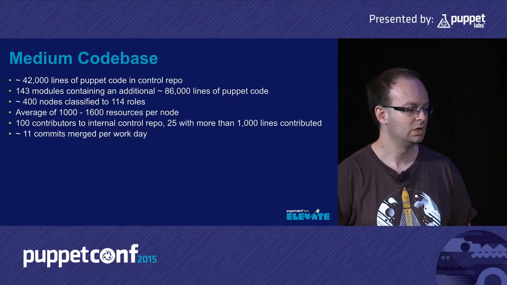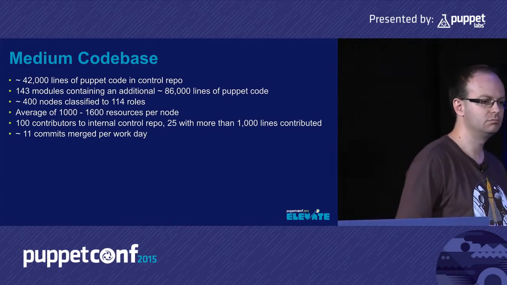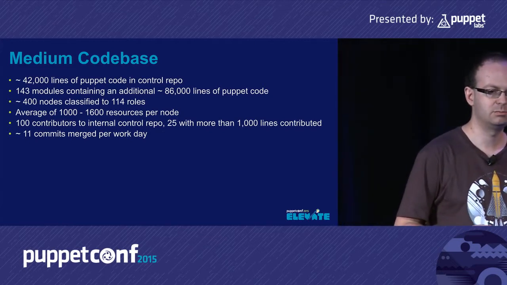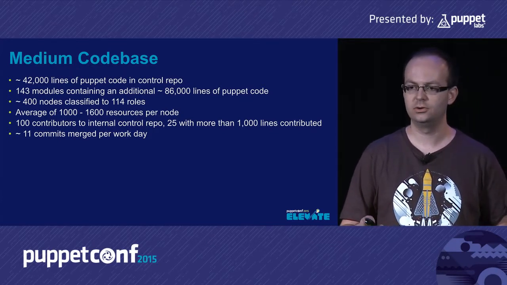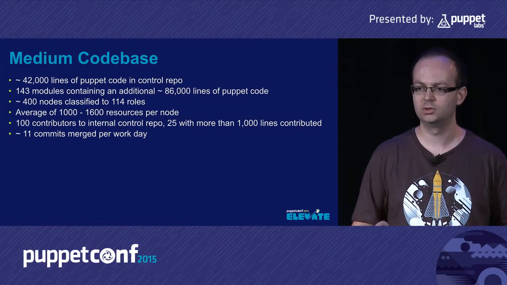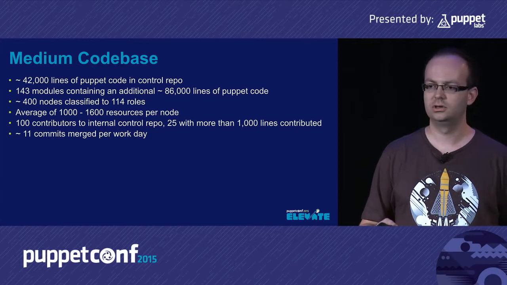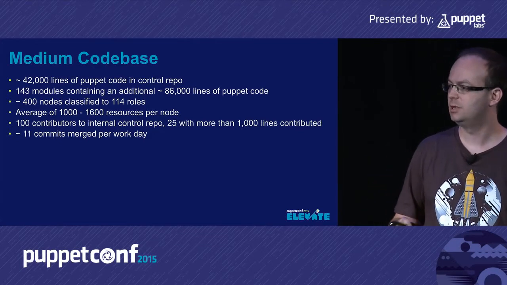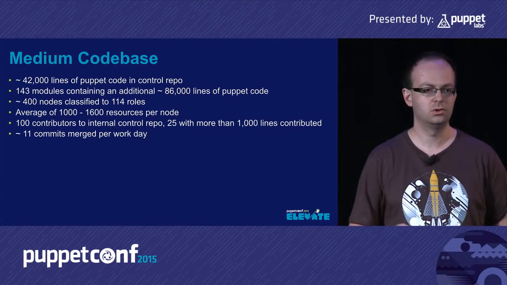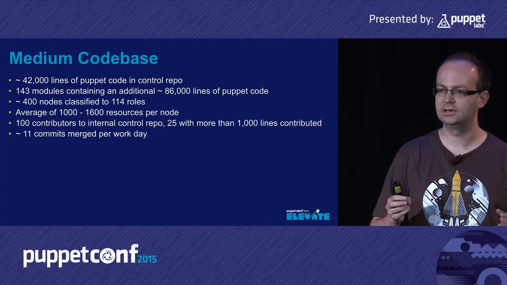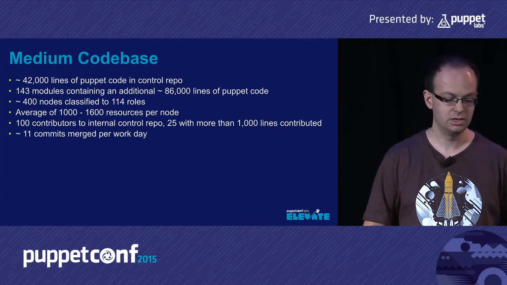So for our code base, we have a medium-sized code base, about 42,000 lines of Puppet code in the control repo, another 86,000 lines of code coming in through the 143-ish modules that we pull in through our Puppetfile. Not a giant number of nodes by the standards of some of the people I've talked to here who run 20,000, but they're classified to 114 roles. So we have a fairly large diversity of services, and that implies a lot of complexity to manage.